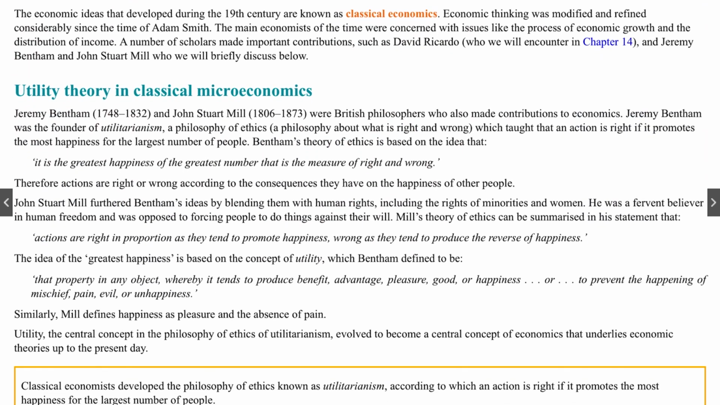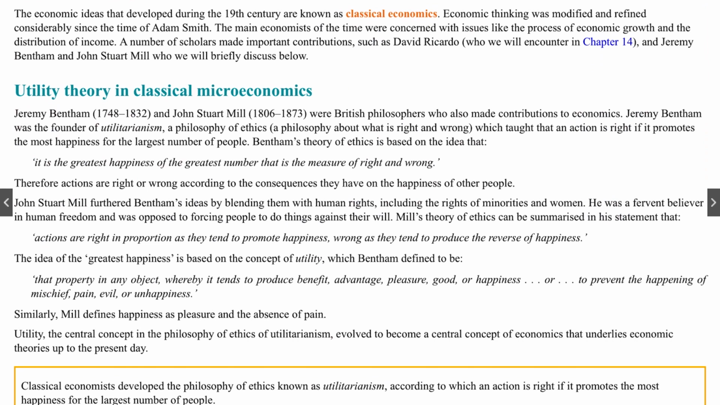So then we enter the 19th century, which is known as the era of classical economics. Economic thinking was modified and refined considerably since the time of Adam Smith, and the main economists of the time were concerned with issues like the process of economic growth and distribution of income. So we can talk about the utility theory in classical microeconomics. During the classical era, economists developed the philosophy of ethics known as utilitarianism, according to which an action is right if it promotes the most happiness for the largest number of people.